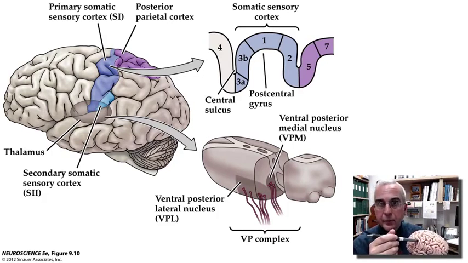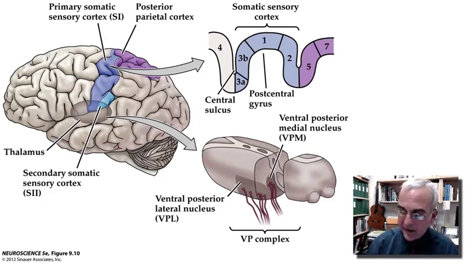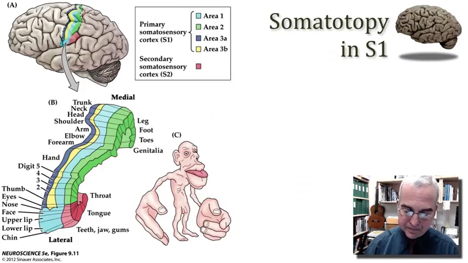This explains why in the mapping of the body that we will see in just a moment, there's a disjunction between the representation of the hand and the representation of the face. It's basically the boundary between the projection zone from the VPL and the VPM. Okay, well let's look at this now in a bit more detail.